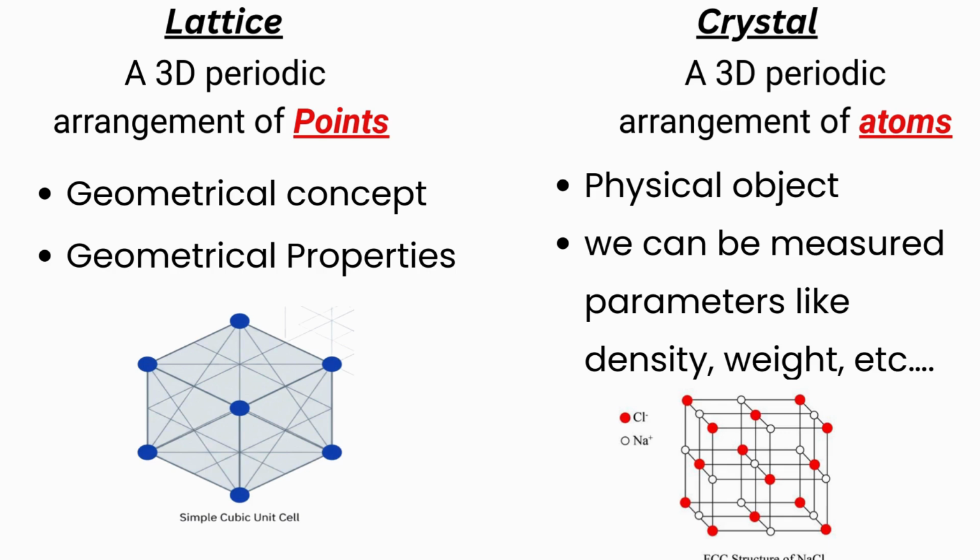Whereas the crystal structure is defined as the 3D periodic arrangement of atoms. It is a physical object, and we can measure different parameters like density, specific gravity, and weight of that particular crystal. You can also see in this picture, when I place some kind of atom, for example chlorine and sodium, in the lattice, then only is it termed a crystal.